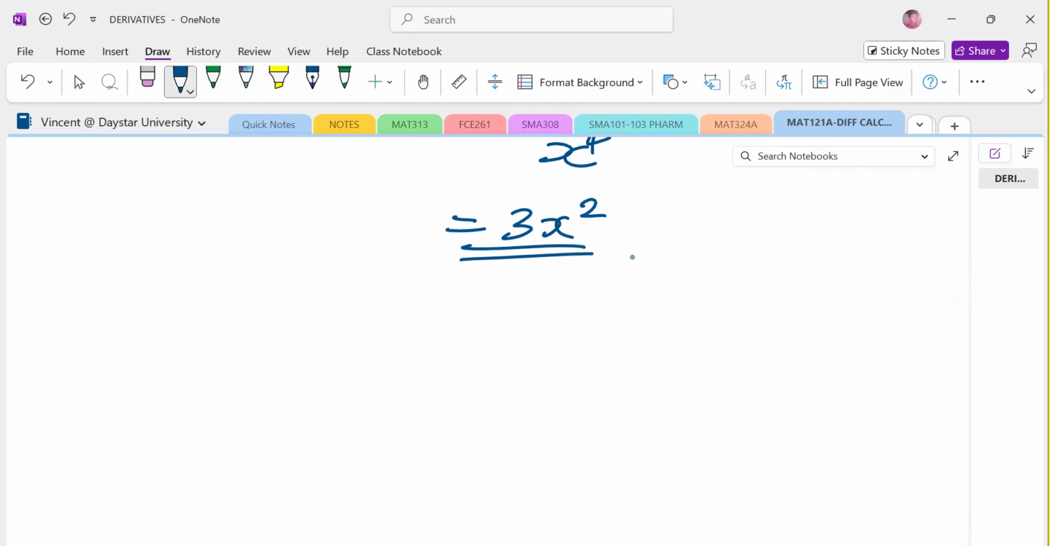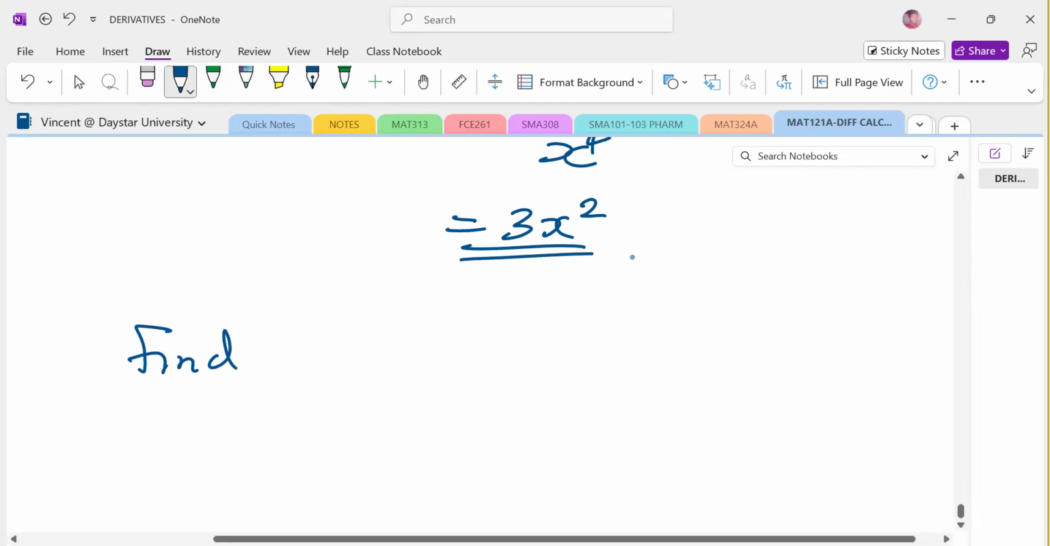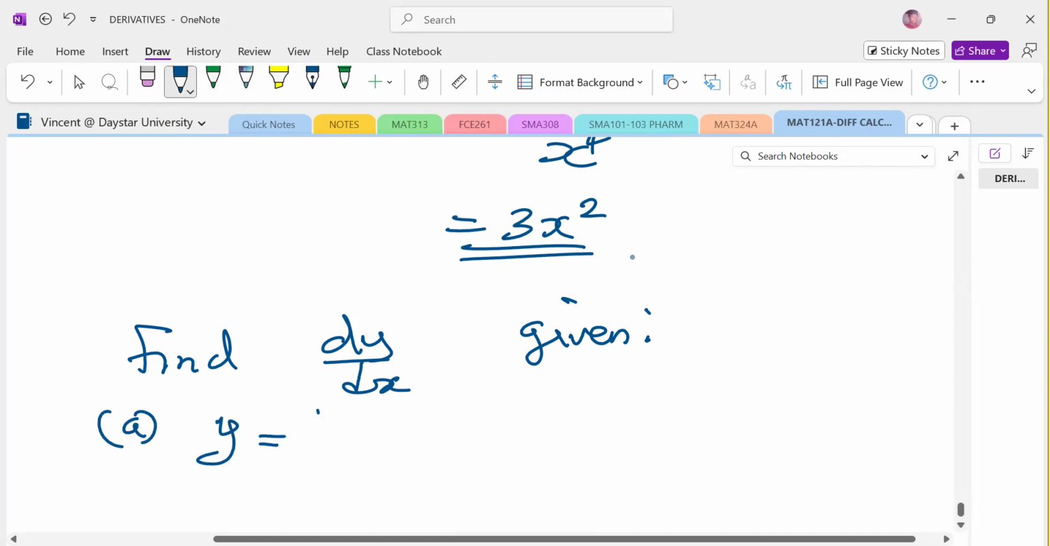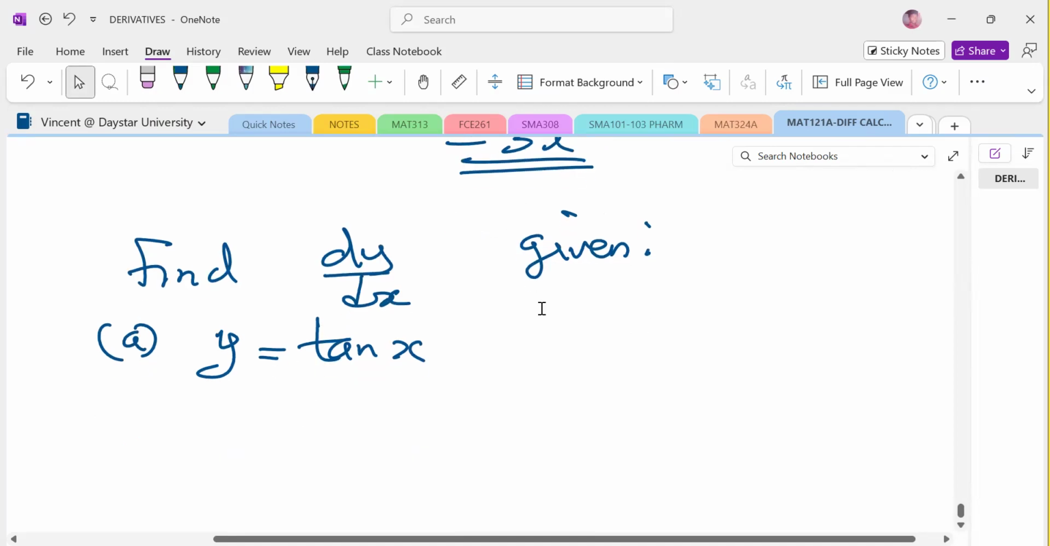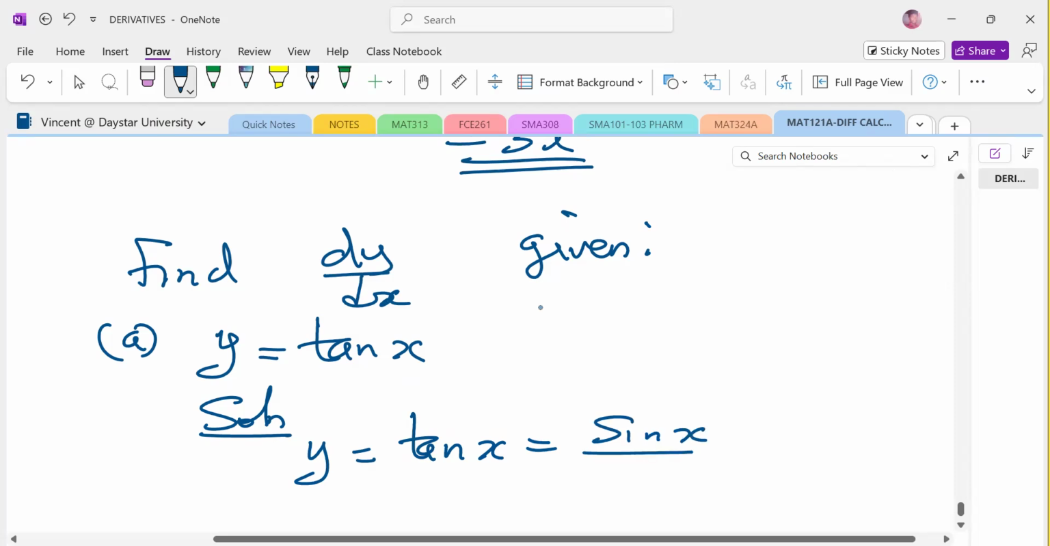Then find dy dx given the first function y is tan x. Now, tan in terms of cosine and sine can be written as sine over cos. So therefore, we say y equals tan x, which is the same as sine x over cos x.